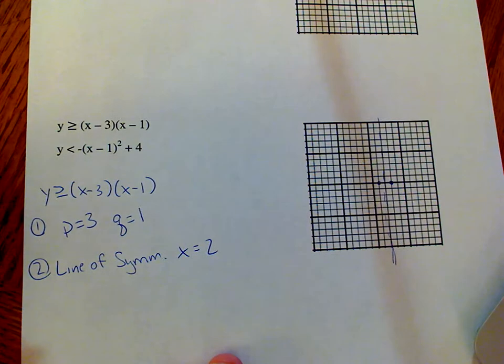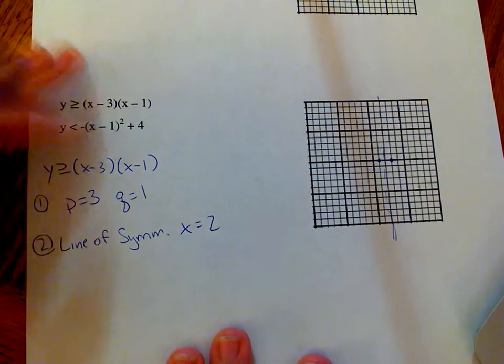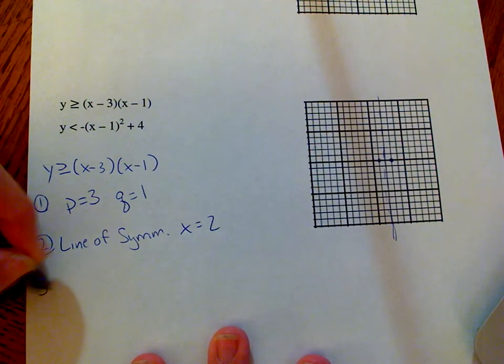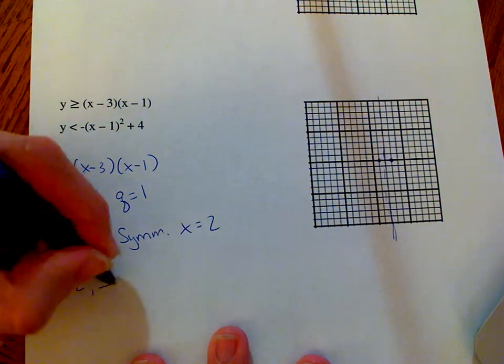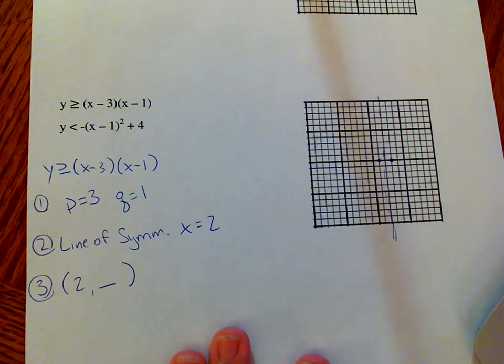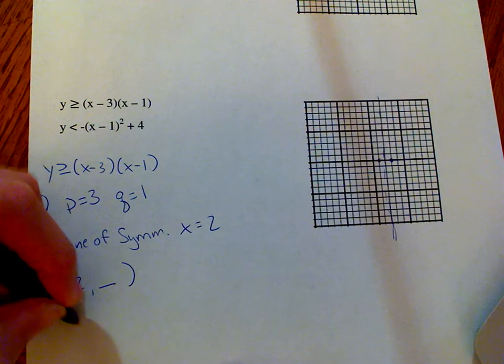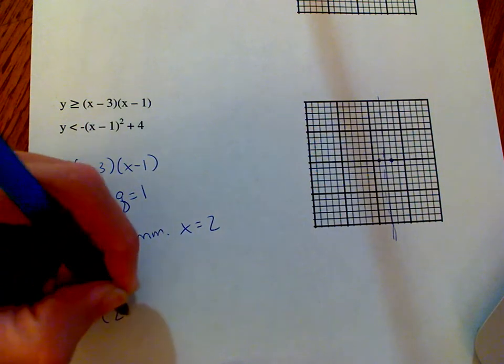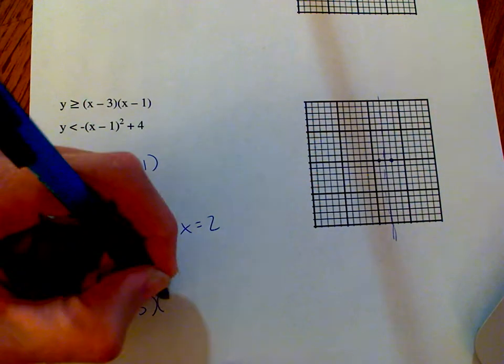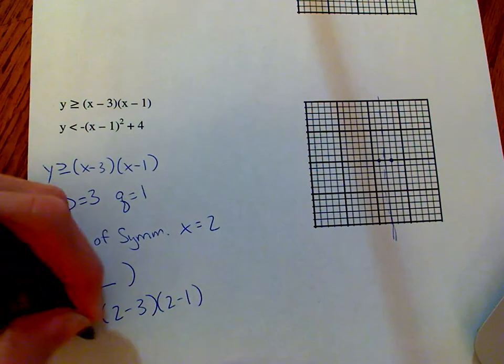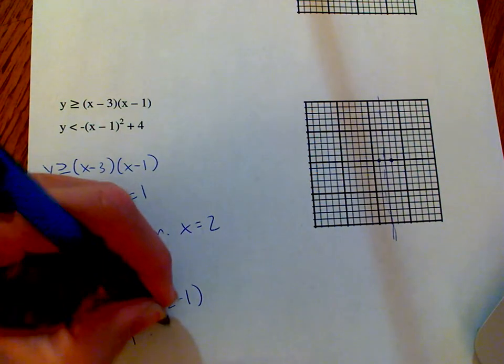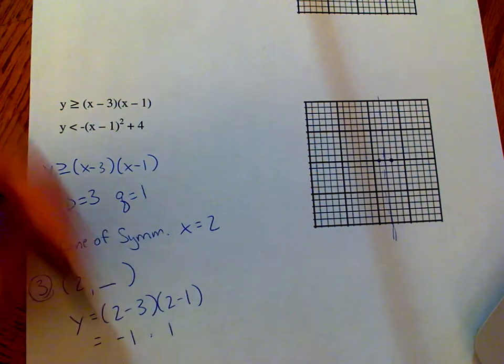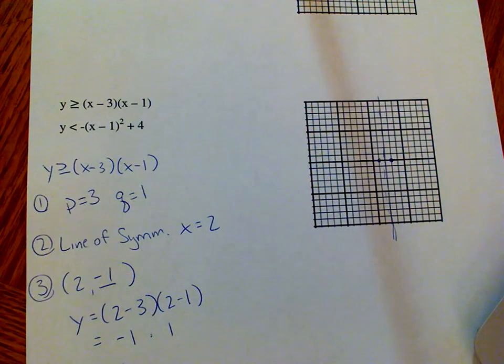Now somewhere on that line of symmetry is our vertex. And so what we now know is that our vertex has an x-coordinate of 2, and I need to find the y-coordinate. And just like we talked about in class yesterday, to find the y-coordinate when it's in intercept form, you plug your x-coordinate back in and solve for y. And so to calculate our y-coordinate, we would plug in 2 wherever we see an x, which will give us -1 times 1. And so our y-coordinate of our vertex is -1.